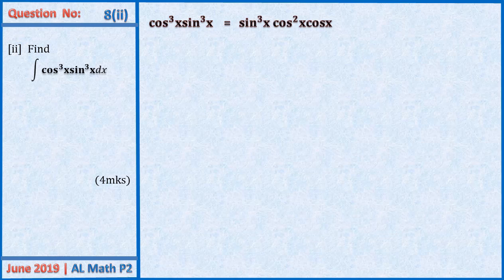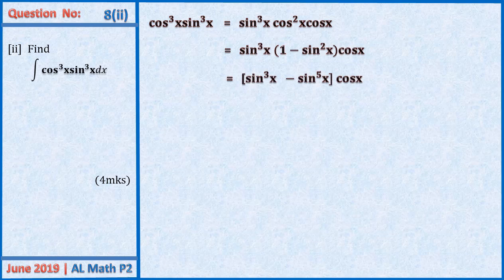The second part of question 8 states that find the integral of cos cubed x sin cubed x dx. So cos cubed x sin cubed x, we can express it as sin cubed x cos squared x cos x. We break down the cos cubed x into cos squared x cos x, and this will give us sin cubed x into (1 - sin squared x) cos x. So simplifying further, we have (sin cubed x - sin to the power 5 x) cos x.